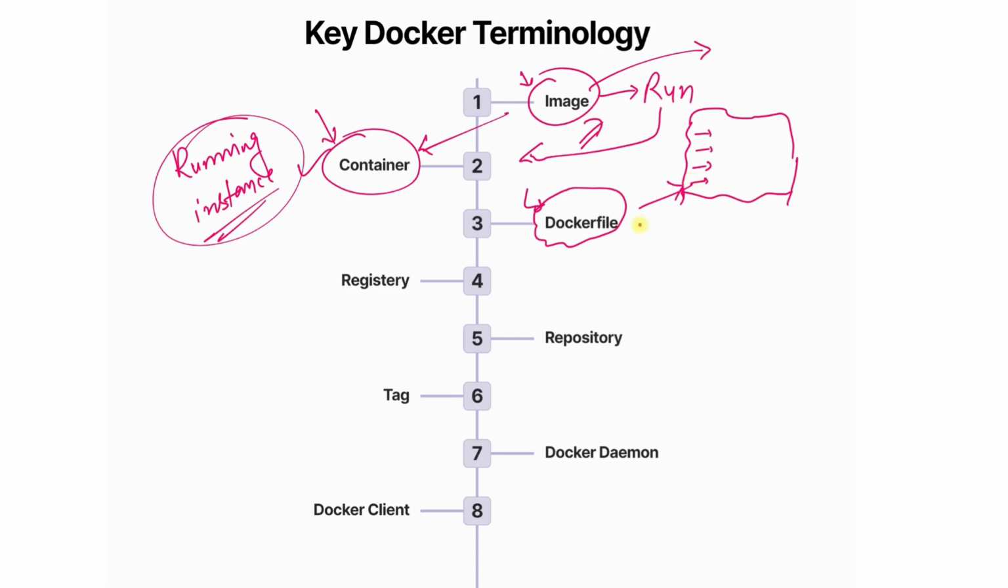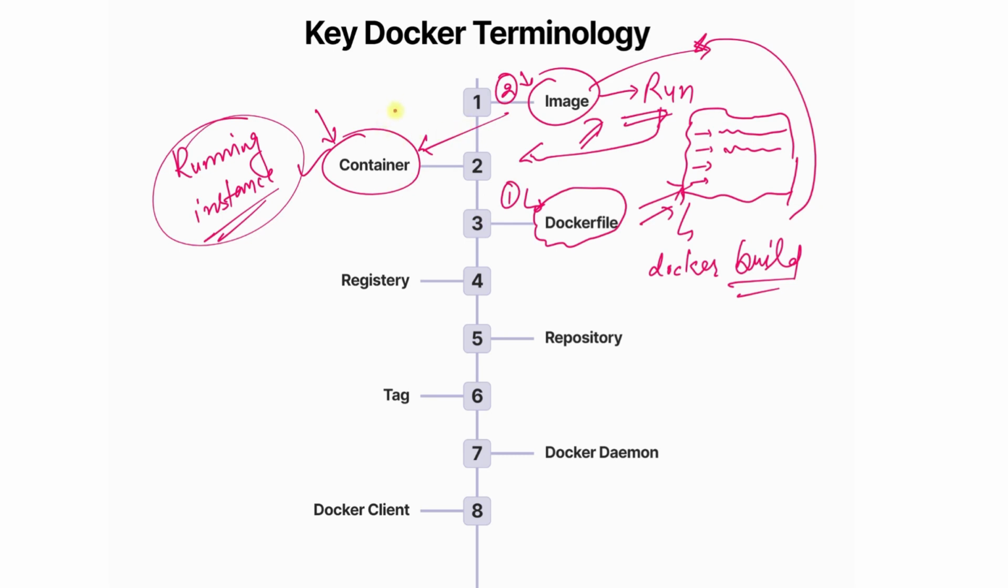So first we will create the Dockerfile. Here we will write the instructions in simple language. I'll show you how to write it and what types of instructions it will have. Once we have this, we will run a command like docker build. Once we run this command, it will create the Docker image. Once we run the docker run command, it will run this image and create a container. So the first step is to create the Dockerfile, next to build the image, and third is to run the container.